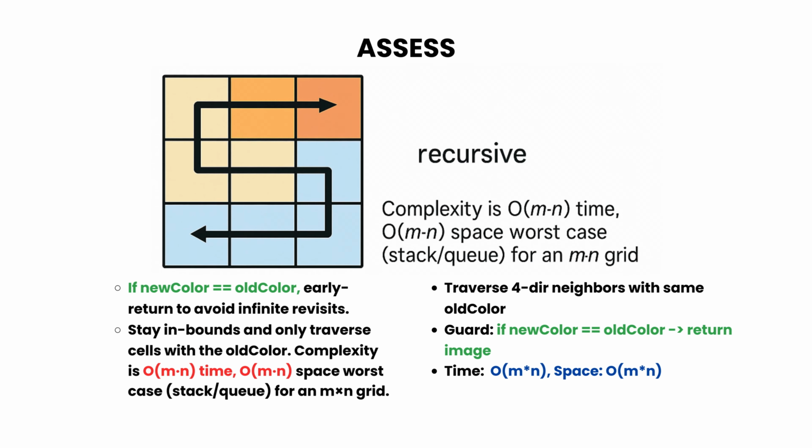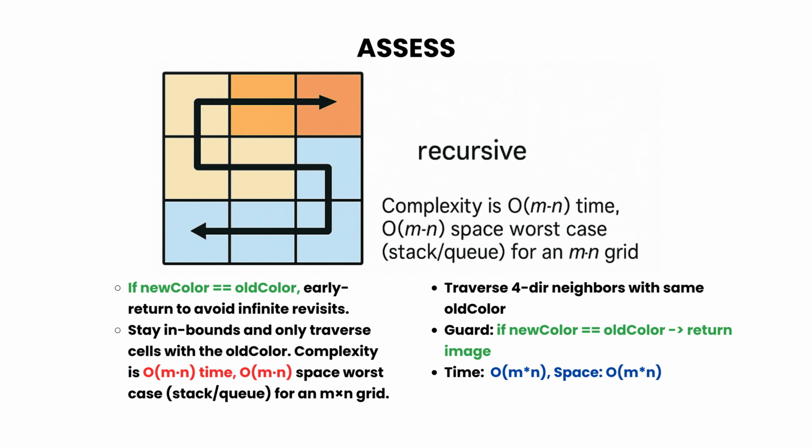Now let's assess it. This is a classic graph traversal on a grid. Use DFS or BFS. Watch two pitfalls. If new color equals old color, early return to avoid infinite revisits. Stay in bounds and only traverse cells with the old color. Complexity is O(m times n) time, O(m times n) space worst case, stack/queue, for an m times n grid.